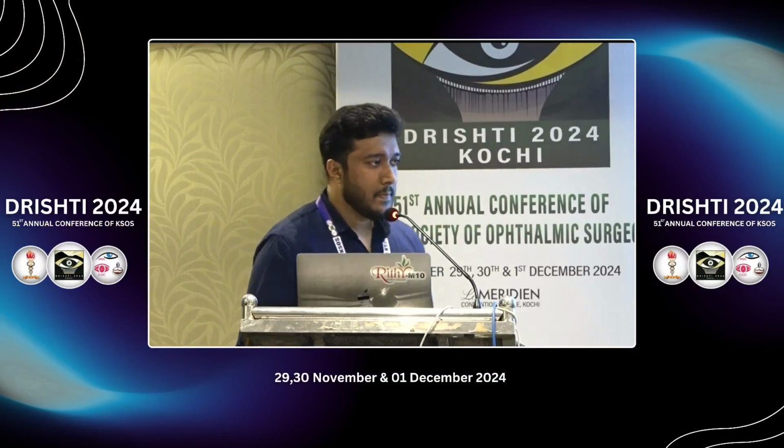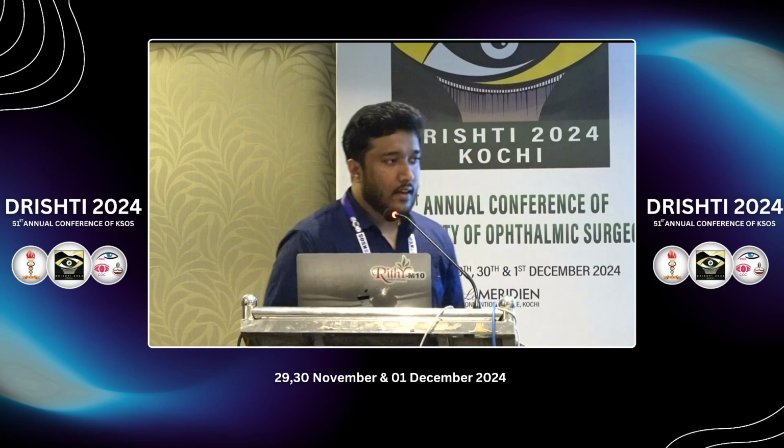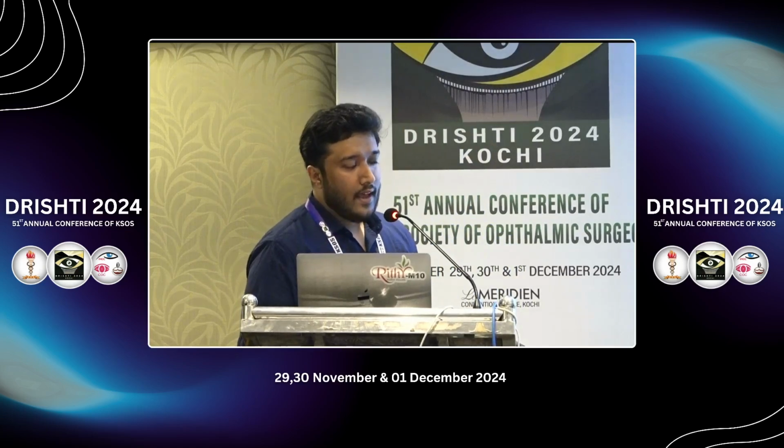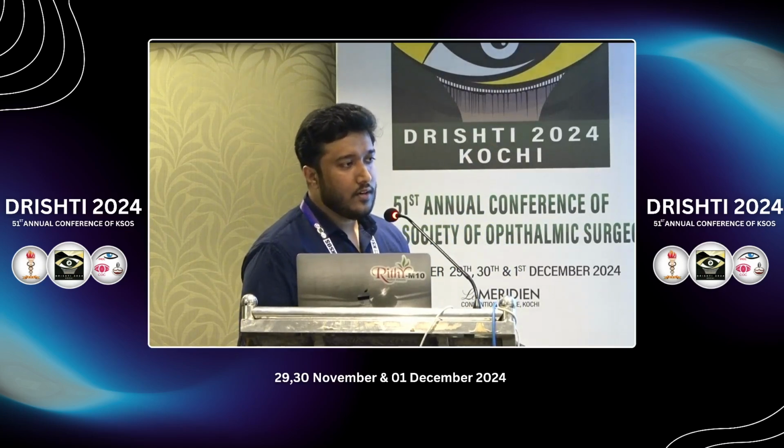Any correlation with the HbA1c and all these things? Yes, HbA1c also. As the sugar values are uncontrolled, the HbA1c values increase, and it shows that the corneal endothelial cell density is also decreased.